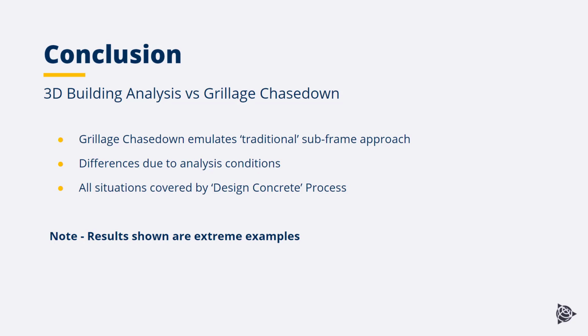The results are correct for the constraints that are applied to these situations, and they'll both automatically be considered during the design concrete process. It's also worth noting that the examples shown have been created to demonstrate these effects, and that you'll be unlikely to see such extreme results in a real model, but understanding the behaviour will allow you as the user to appreciate the differences in the results.